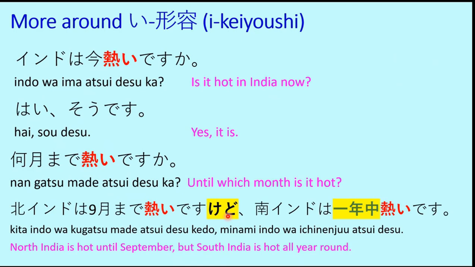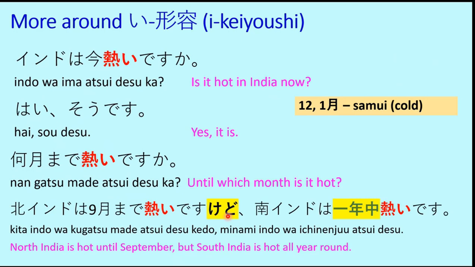But for a beginner, those 15 fundamental particles are the ones which should be focused on. So, Kita Indo wa 9月まで暑いです。けど, but 南インド, that is South India. Minami is South. 南インドは一年中暑いです。一年中 means all year around. 暑いです, hot. That means North India is hot until September, but South India is hot all year round. Very, very interesting and useful example to enhance the Japanese skills using adjectives and other components of these sentences.